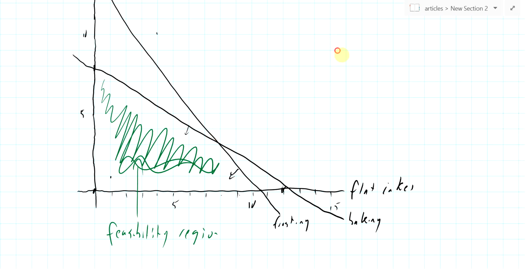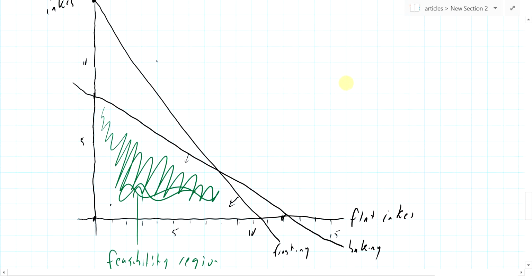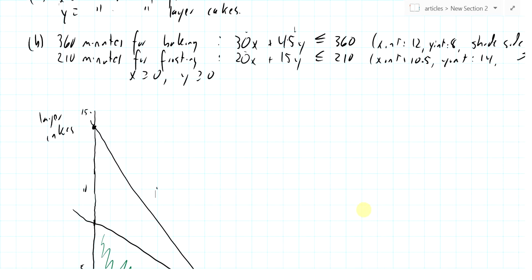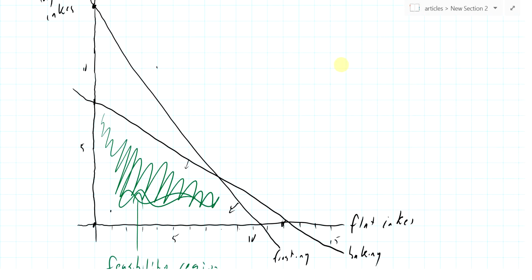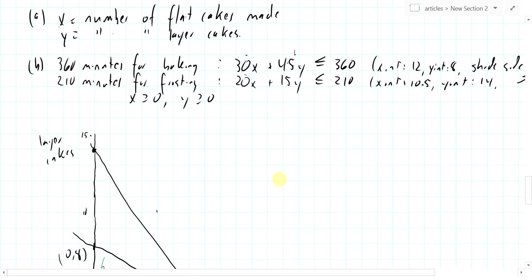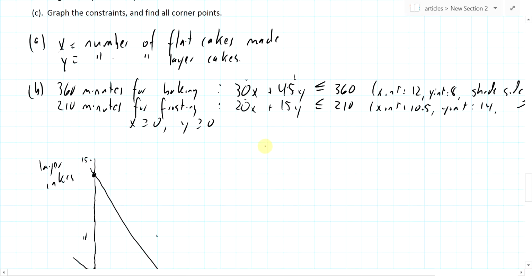So what are the boundaries of the feasibility region? Well, the baking constraint has the y-intercept of 8, right? So 0, 8. I could make 8 layer cakes and no flat cakes at all, and that would give me exactly 360 minutes of baking, but it would also give me only 120 minutes of frosting, so I'd have some frosting time left over.